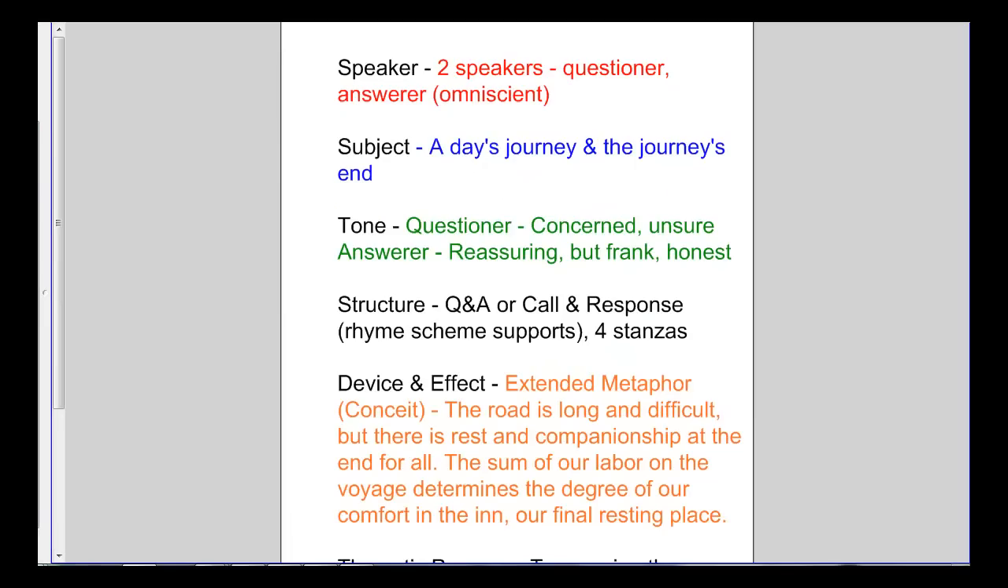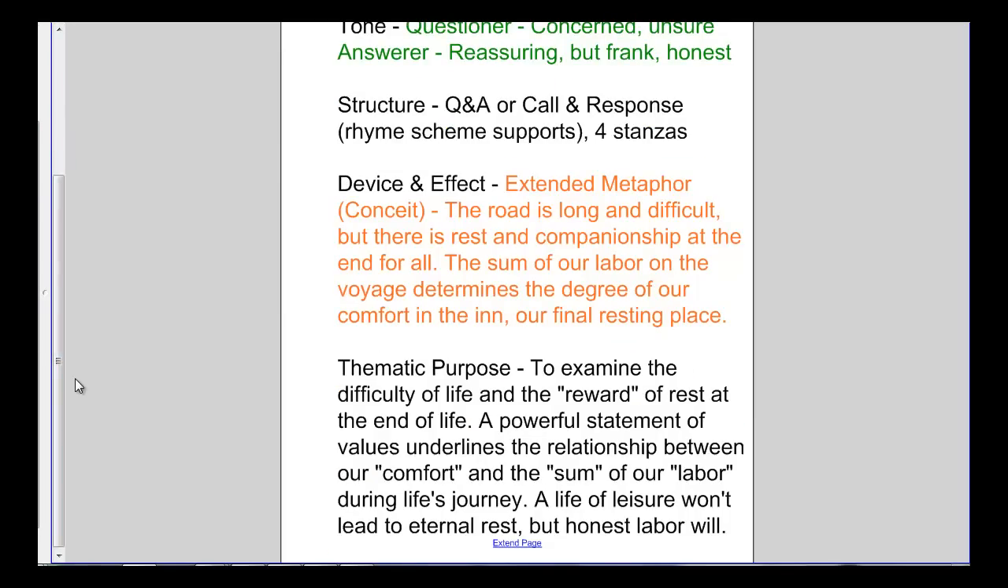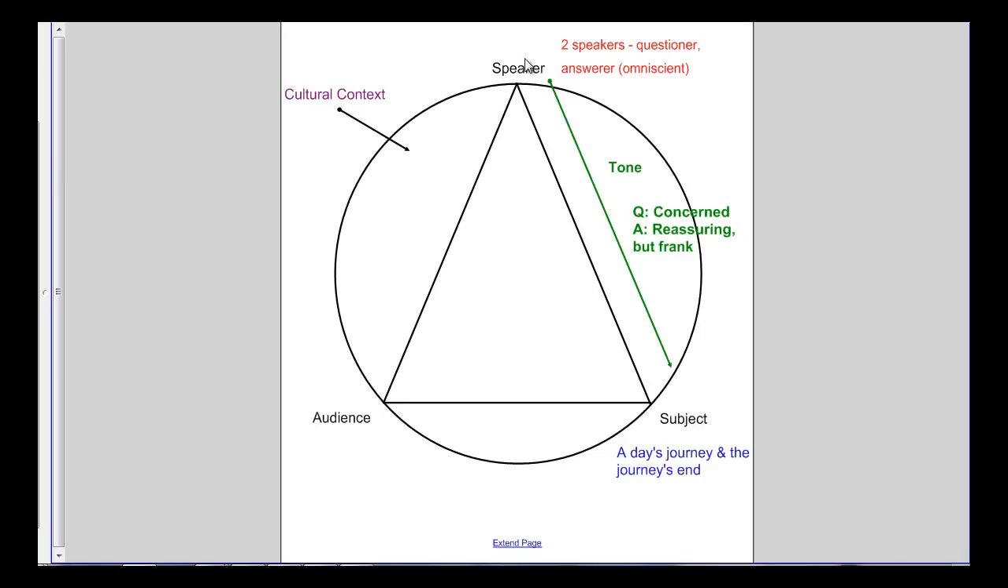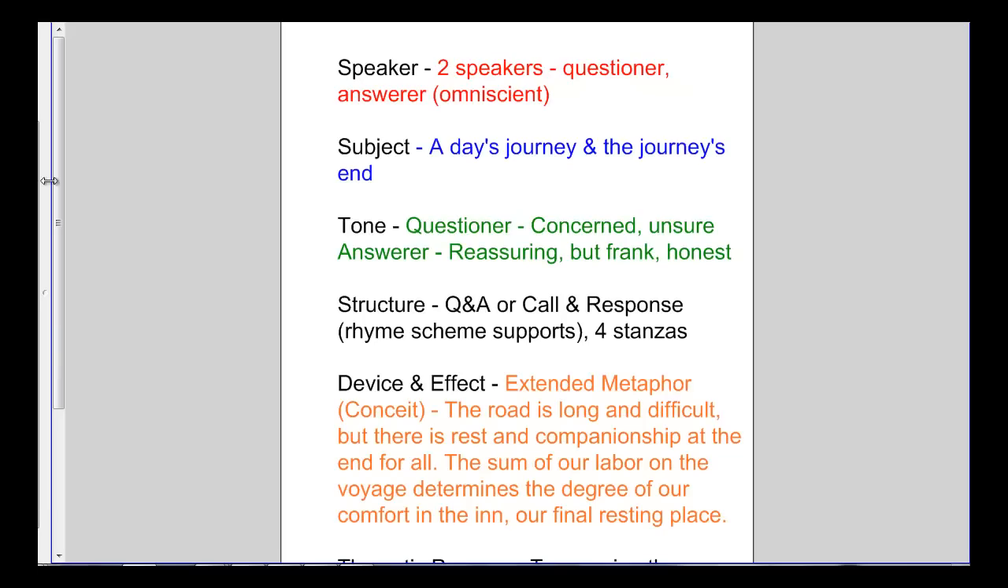At any rate, we got to a theme, and that is one way in which we can use some of these terms like speaker, subject, tone, device to uncover what's going on in a poem.